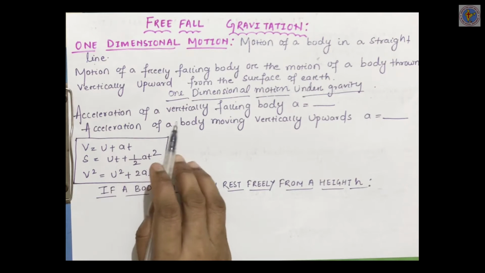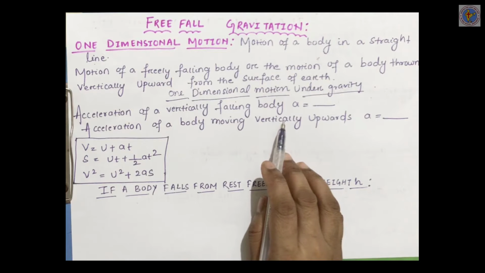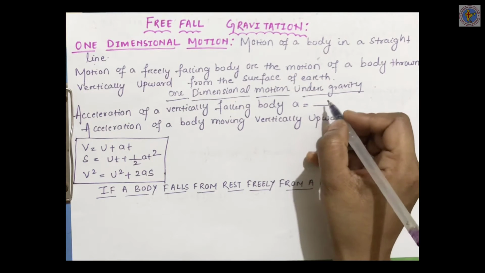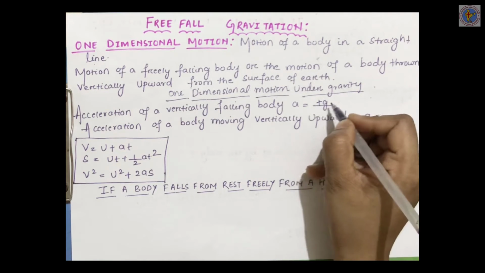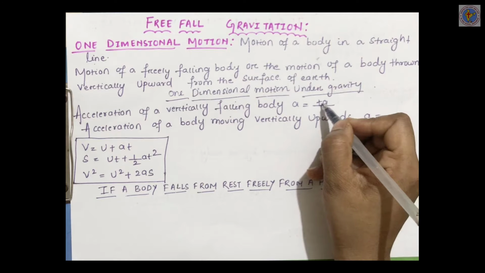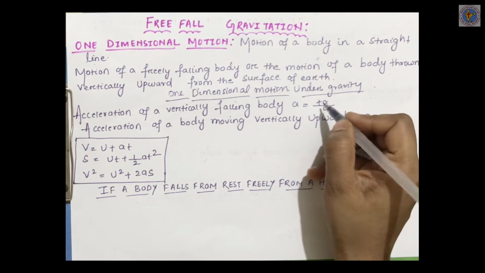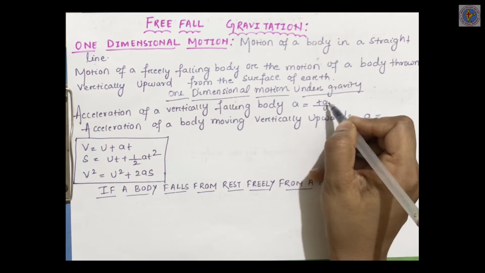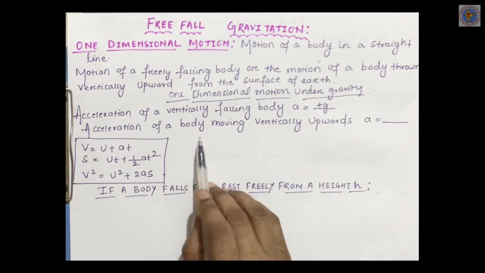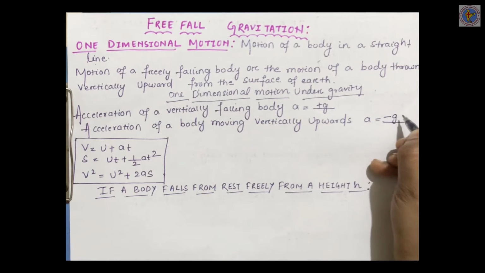Acceleration of a vertically falling body: when a body is falling vertically in the downward direction, a is written as plus g instead of a. Why are we writing plus g? Because the body is moving towards the earth's surface. For a body moving vertically upward, a is taken as minus g, because the body is moving away from the earth's surface.